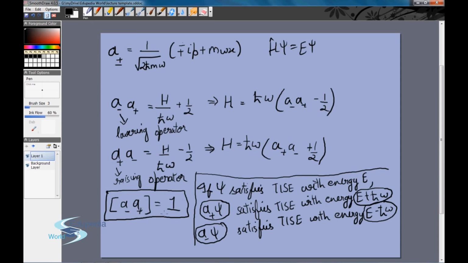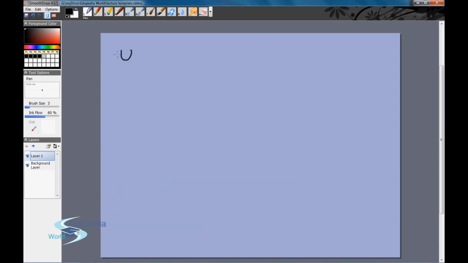So I'll prove this, and then our goal will be to find one simple solution, and after we found one solution, we'll be able to apply the raising and lowering operators and get all the other solutions. So before that, let's prove it. I'll prove the first one, and the proof for the second one is similar, and you can do that on your own. So we know that h psi is equal to E psi for some particular value of psi of x.